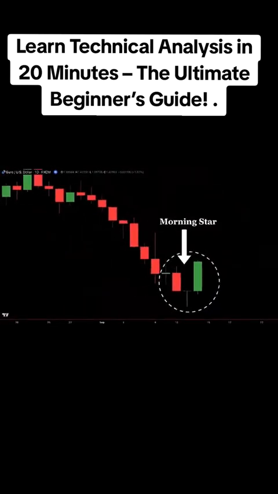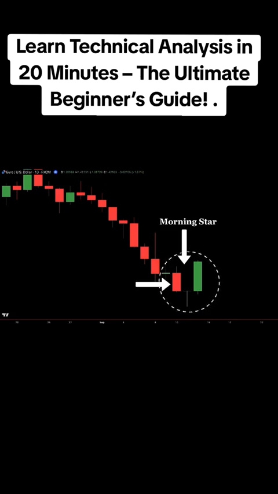sellers have taken over. The morning star is a bullish reversal pattern that signals a potential shift from a downtrend to an uptrend. It consists of 3 candles and typically forms at the bottom of a downtrend, indicating that sellers are losing strength and buyers are stepping in.